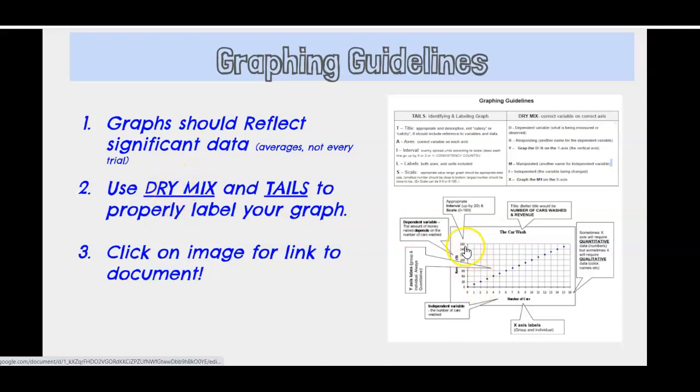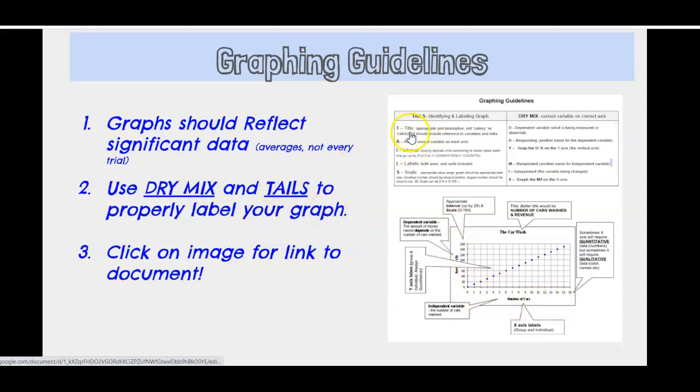So this is the y-axis. If you were creating a paper airplane graph, the distance is the dependent variable, right? It's the data you're gathering, so it will go on the y-axis here. MIX stands for manipulated or independent. So our independent variable is the type of paper. So you would make a bar for each type of paper, right? And that goes on the x-axis. So that's what the X is. So DRY MIX helps you to remember which axis you record your data on.